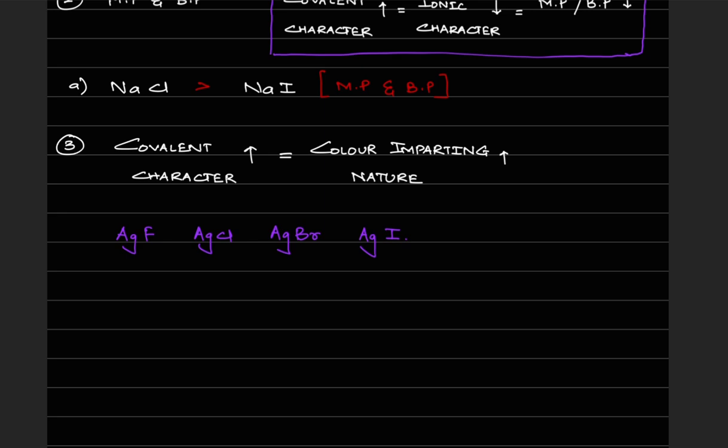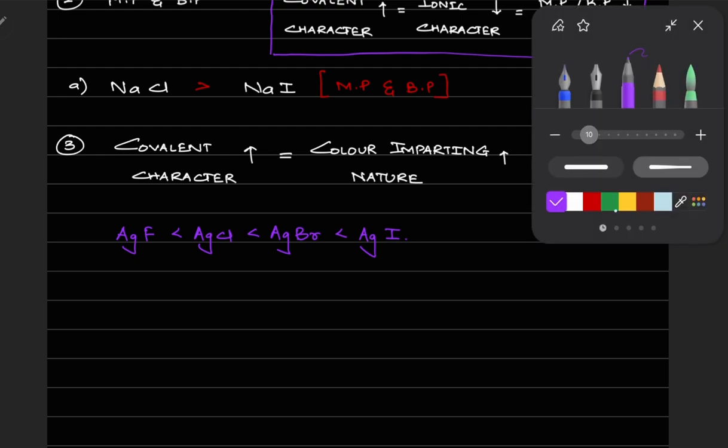Again, in case of anion, fluorine is -1, chlorine also -1, bromine also -1, iodine also -1. So everything just lands up to what? Everything simply lands up to the sizes of the anions. And as we all know, iodine has the maximum size. So the covalent character would be maximum in AgI, followed by AgBr, followed by AgCl, and followed by AgF. And that's exactly what happens.